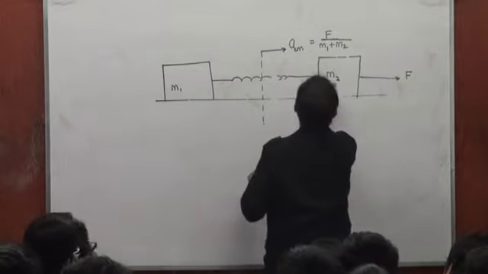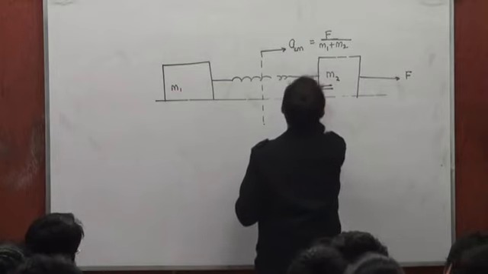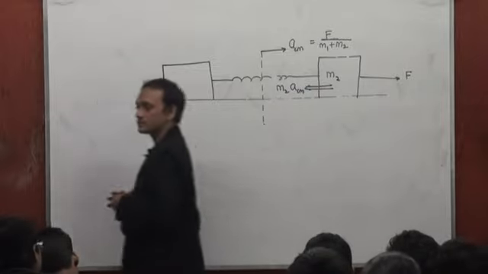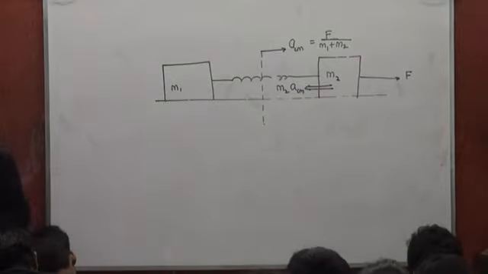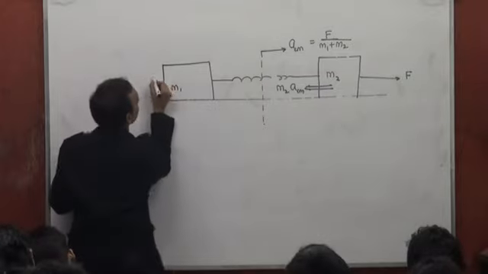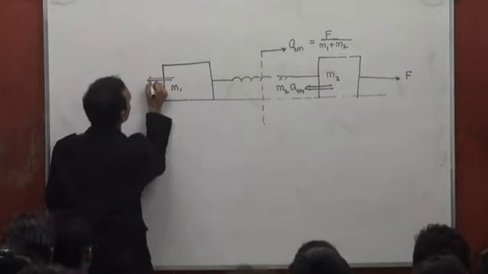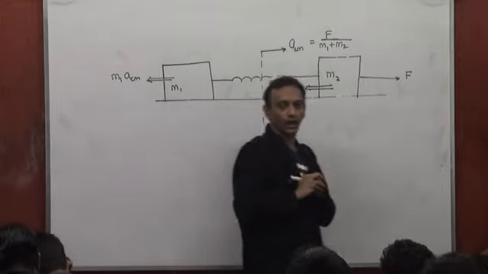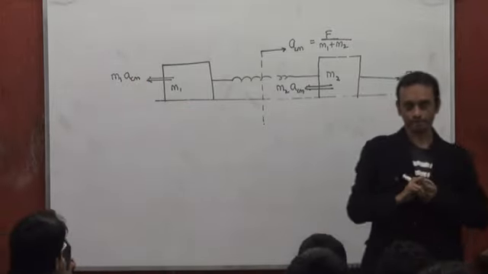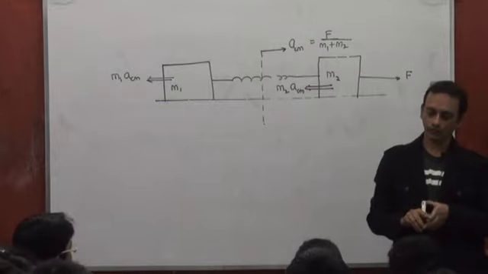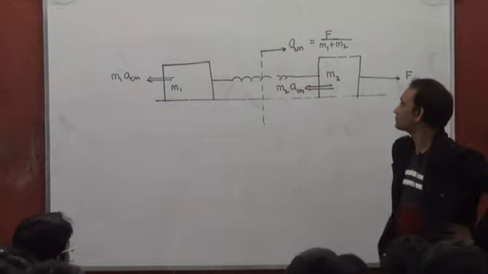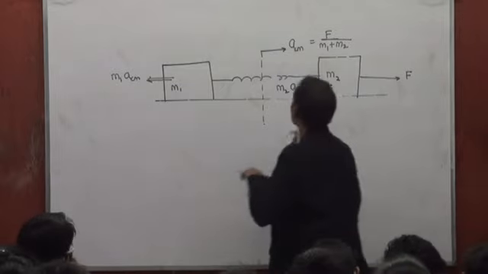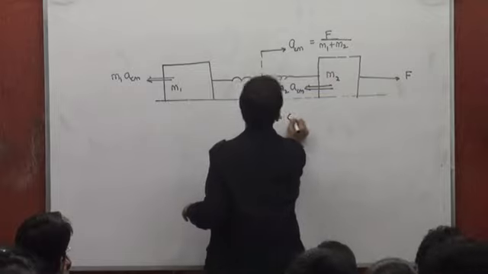So then there is a pseudo force m2 into ACM acting on it like this, and there is going to be a force m1 into ACM acting on it this way. This is the force scenario. And this was t equal to 0.